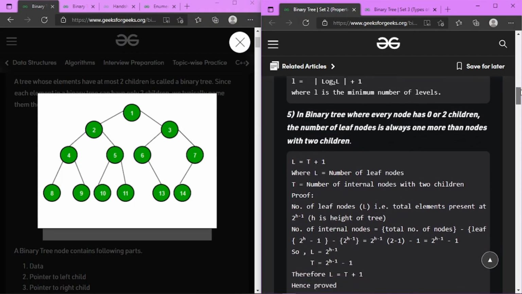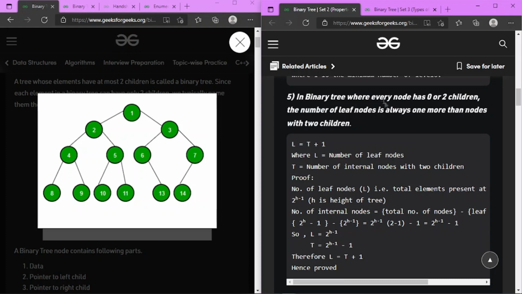And one more thing is there: every node has 2 or 0 children in a binary tree, so the number of leaves will always be one more than the number of nodes with 2 children. Let's consider this whole tree. As the number of leaves are 1, 2, 3, 4, 5, 6, we should have exactly 5 internal nodes that have 2 children. So let's see these: 1, 2, 3, 4 and 5. So we have exactly these 5 nodes that have 2 children.